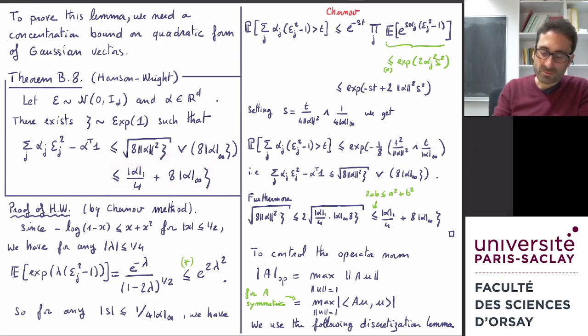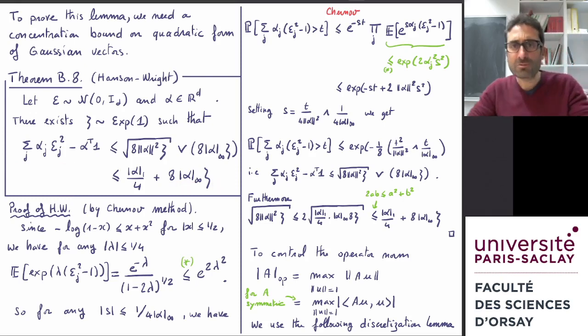So what we will use in the following is that this in turn can be upper bounded by 1/4 the L1 norm of alpha. So the L1 norm of alpha is just the sum of the absolute values, plus 8 times the sup norm of alpha times xi. So how do we prove this?